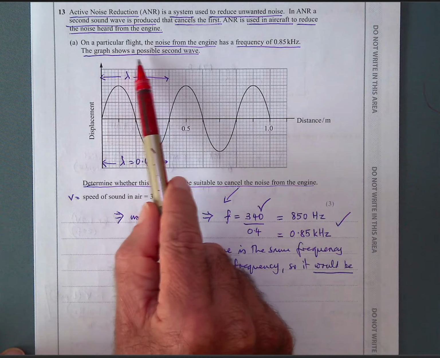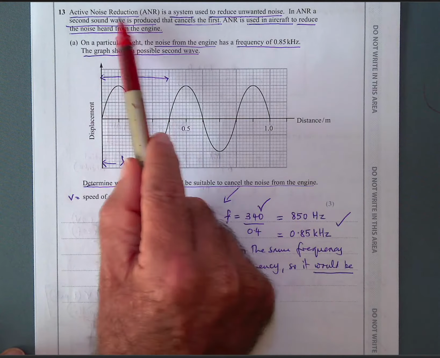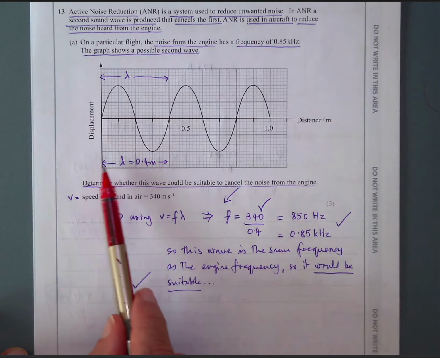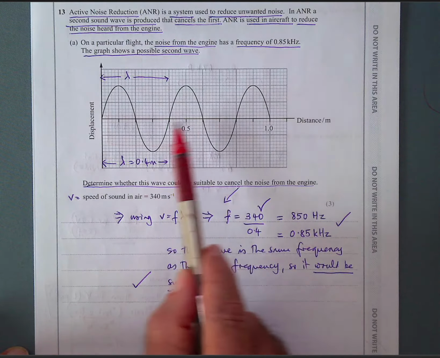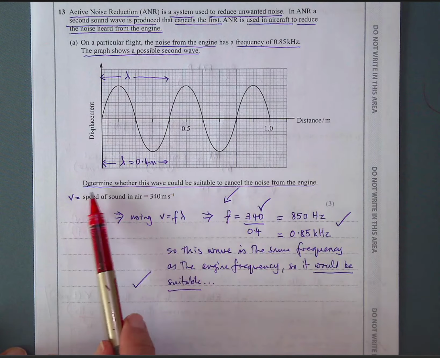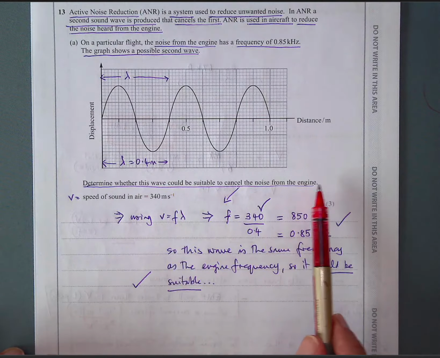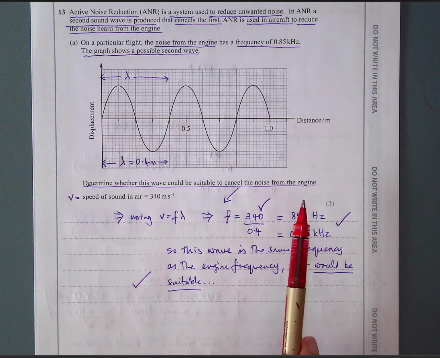The graph shows a possible second wave to be used as the ANR. Okay, so given a graph of displacement against distance, you can work out the wavelength is 0.4 from this graph. And they want you to determine whether this would be suitable to cancel the noise from the engine. Well, if it's able to cancel it, you want it to be the same frequency.